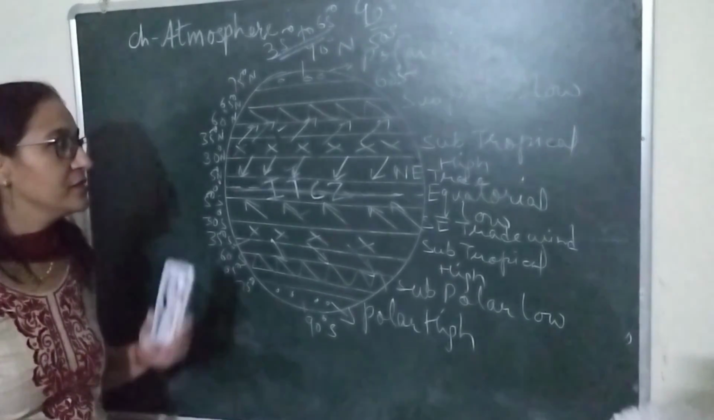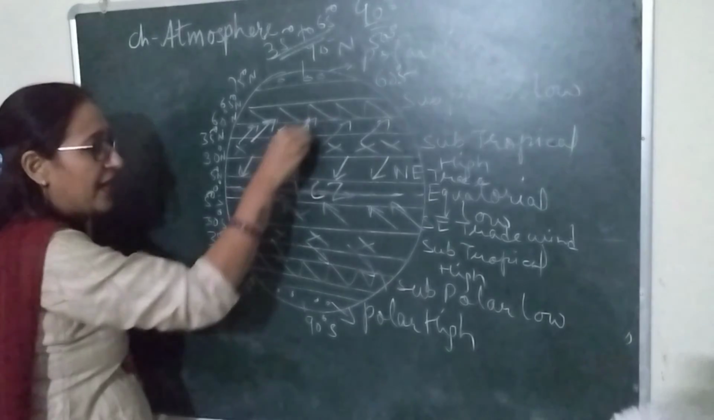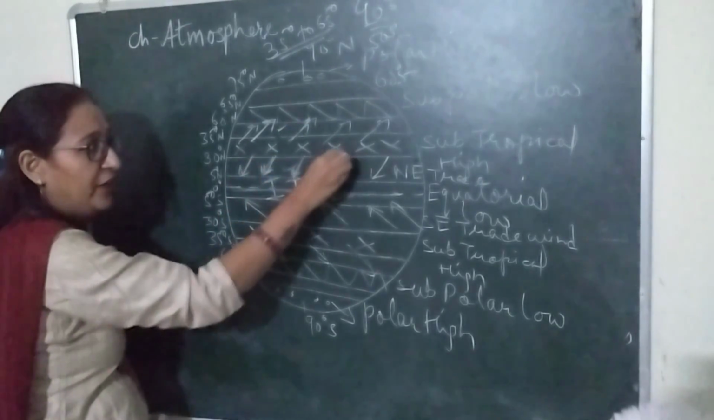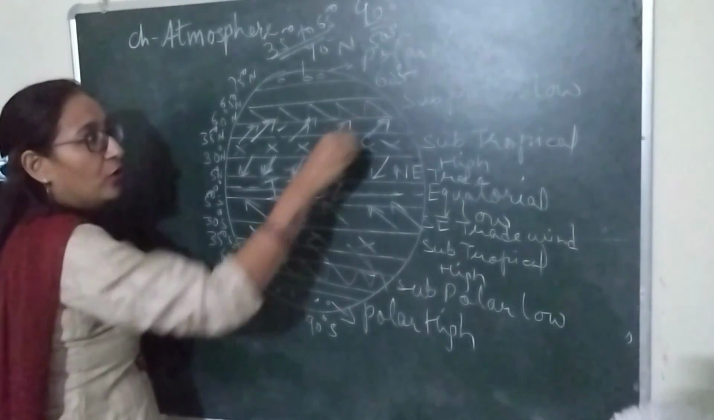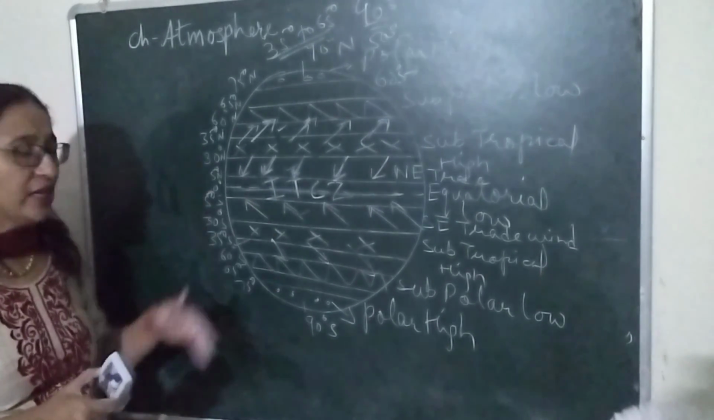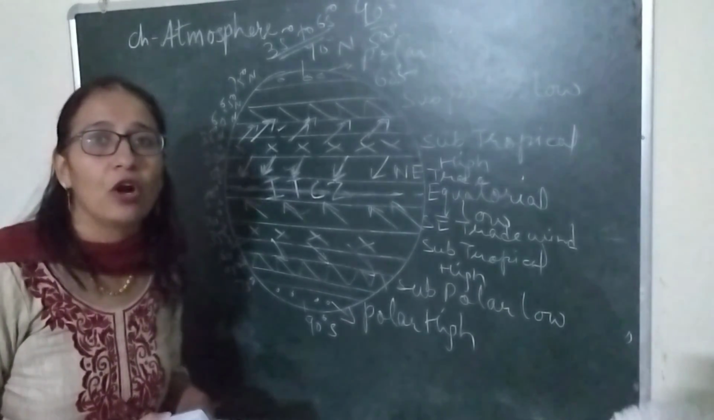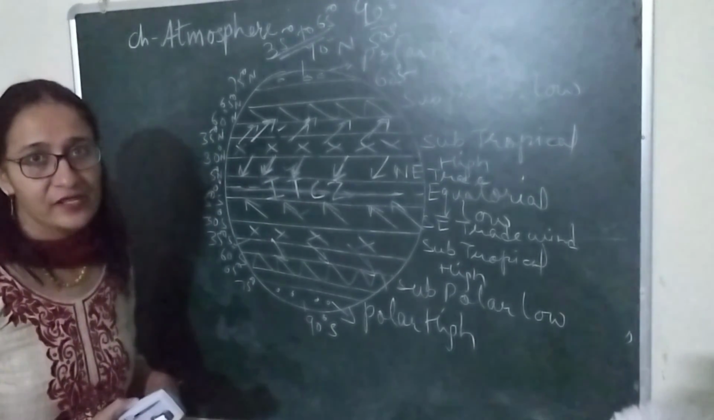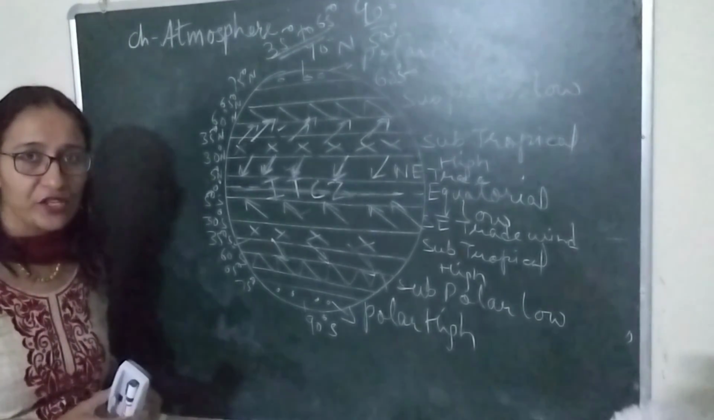One more point is there. Westerlies blow in the opposite direction if we compare with trade wind. Trade wind blows in this direction and westerly blows in the opposite direction in both hemispheres. So we can say westerlies are also called anti-trade winds. Anti means opposite. So these winds are blowing in the opposite direction.